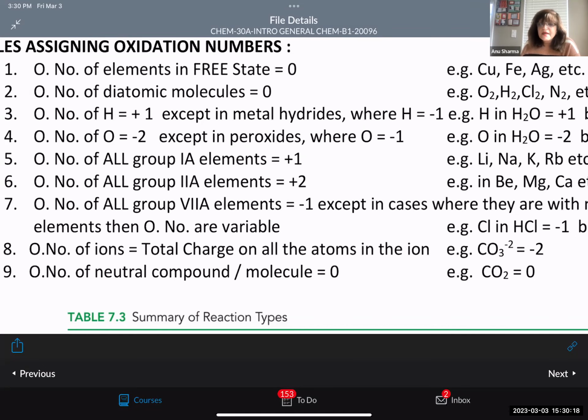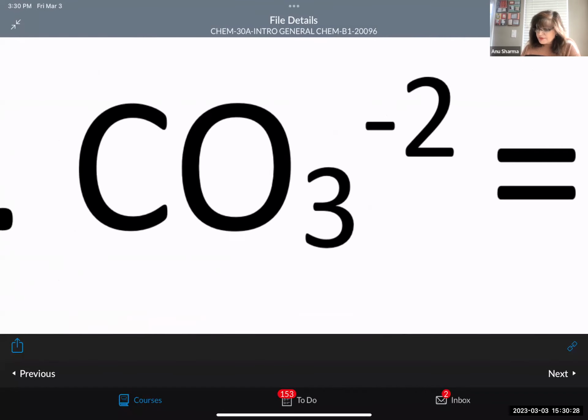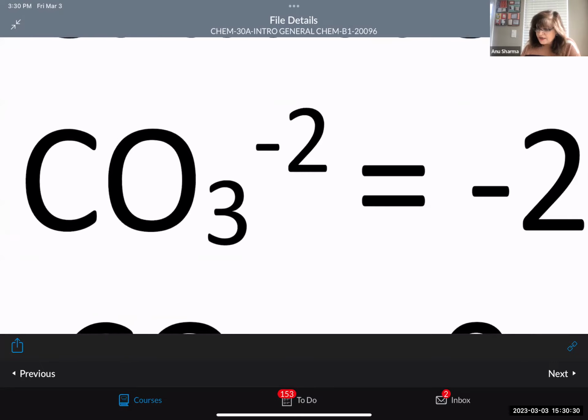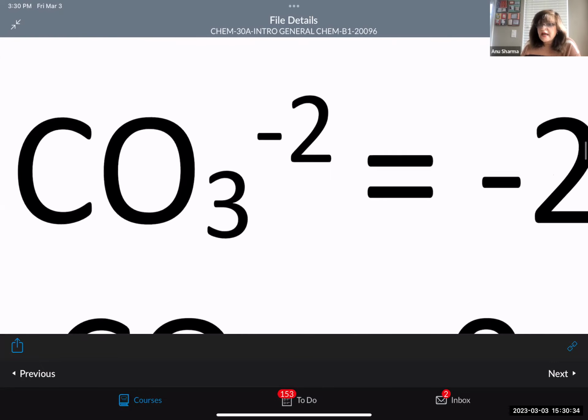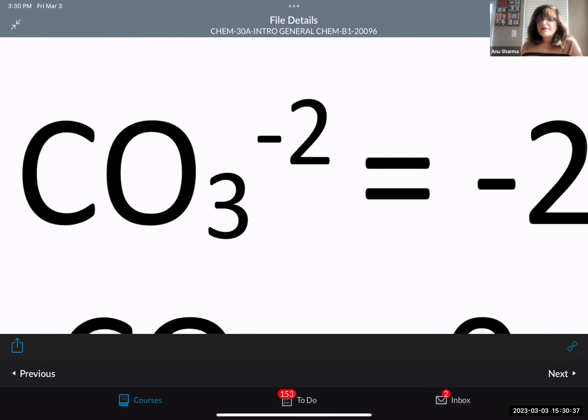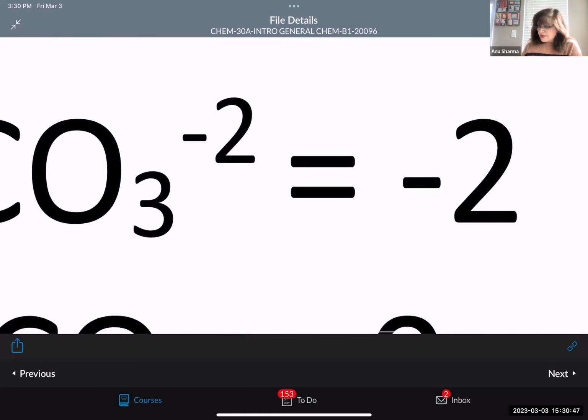Basically, it's that. Now, the sum total of the oxidation numbers of all the species in a polyatomic ion is equal to the charge. For example, the oxidation number of carbon and on oxygen in a carbonate, plus the 2 more charges. So the oxidation number of all of them combined together is coming out to be -2. So that is equal to the charge of the polyatomic ion.